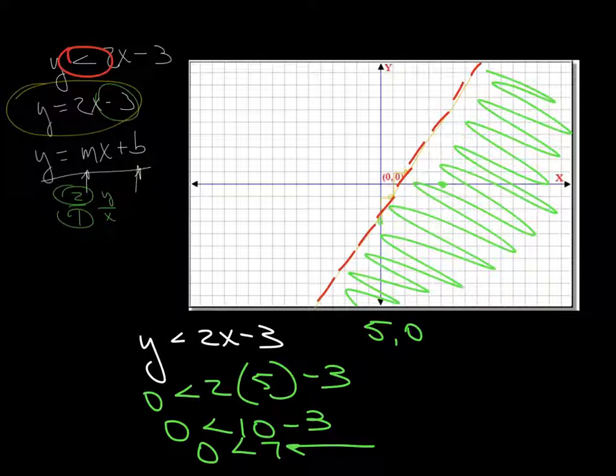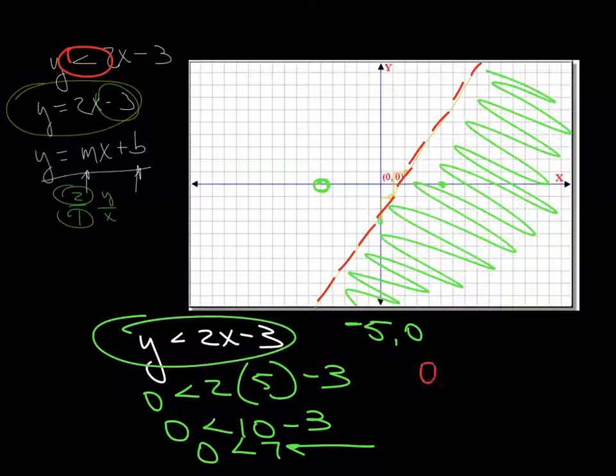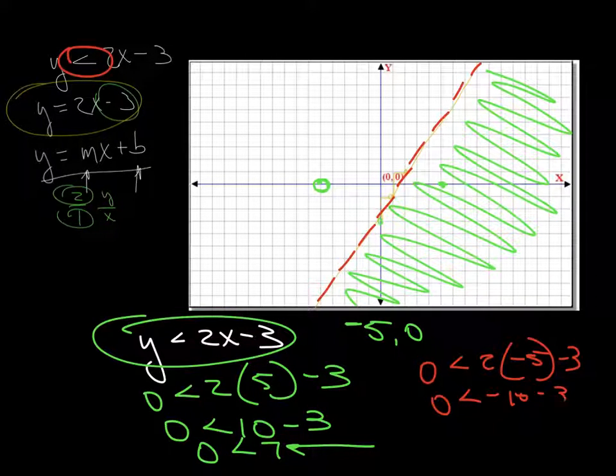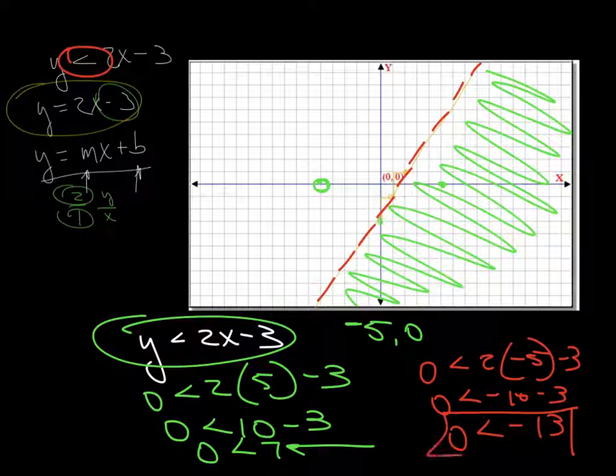If we were to pick a point over here, let's say we picked negative 5, 0. Let's plug it in here and see if we have a true statement. We'll do this in red. 0 is less than 2 times negative 5 minus 3. 0 is less than negative 10 minus 3. 0 is less than negative 13. Is that a true statement? No. So nothing gets shaded in on that side of the line. Okay? See how that works?